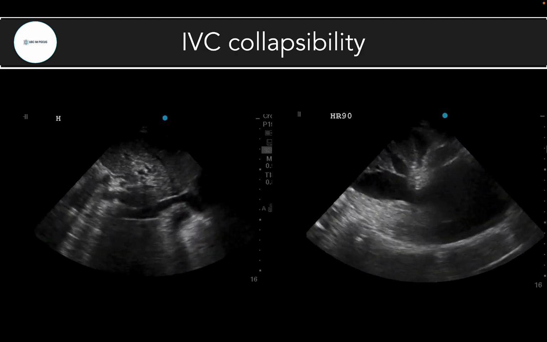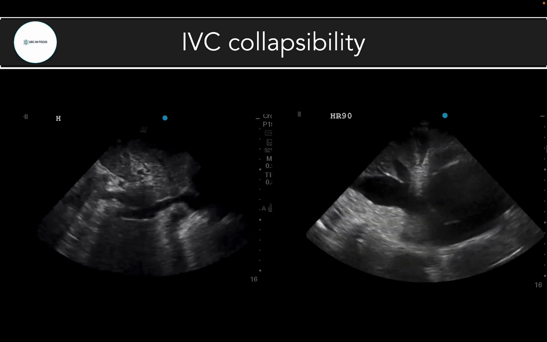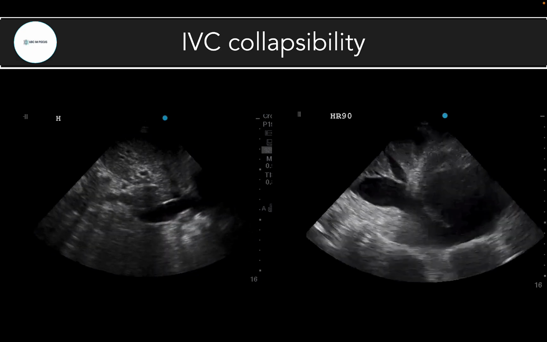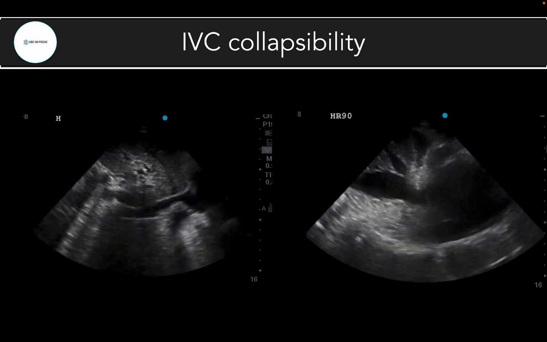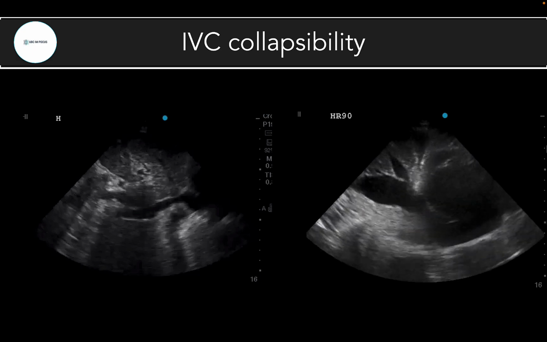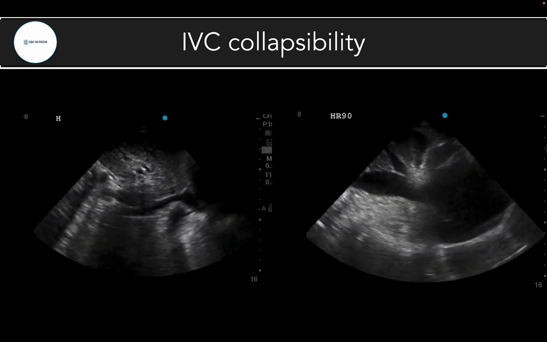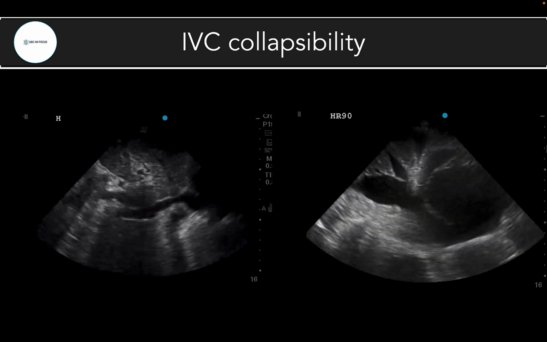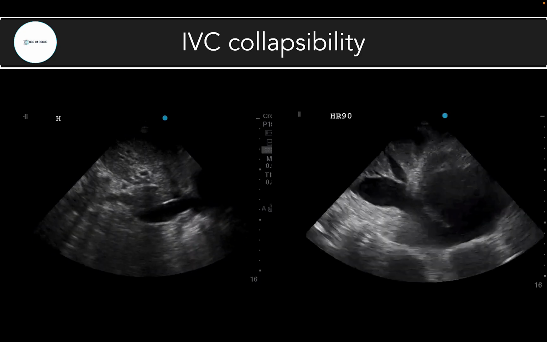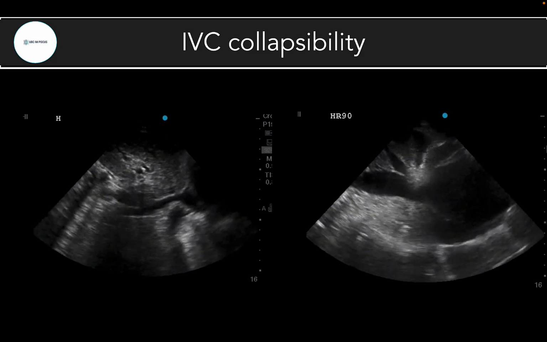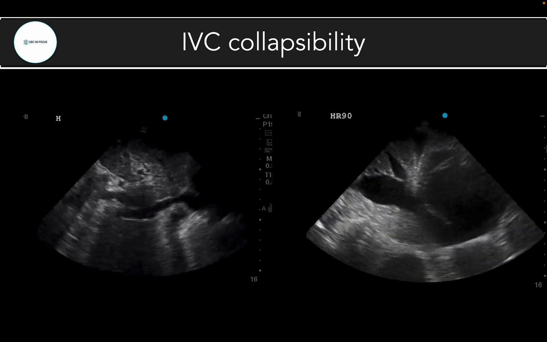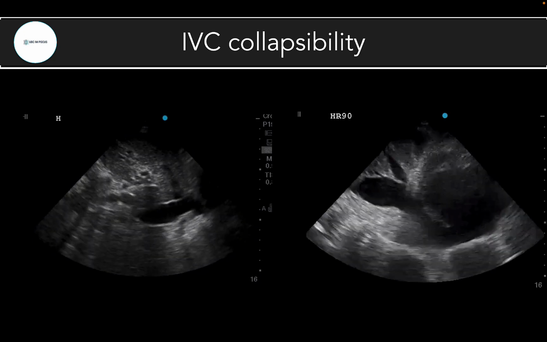Next, let's talk about IVC collapsibility. So note that this discussion is relevant to spontaneously breathing patients. In passively mechanically ventilated patients, we would be looking at IVC distension with inspiration rather than collapse. So when we talk about collapsibility, we're talking about a change in AP diameter, usually measured as maximum versus minimum divided by maximum, with inspiration.